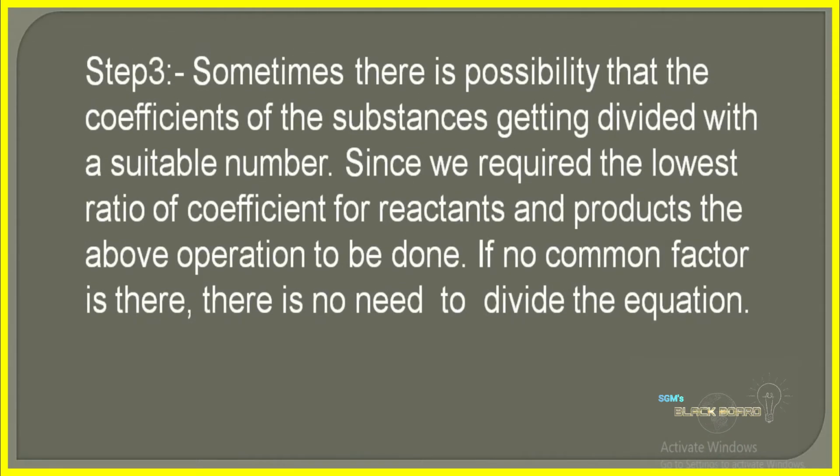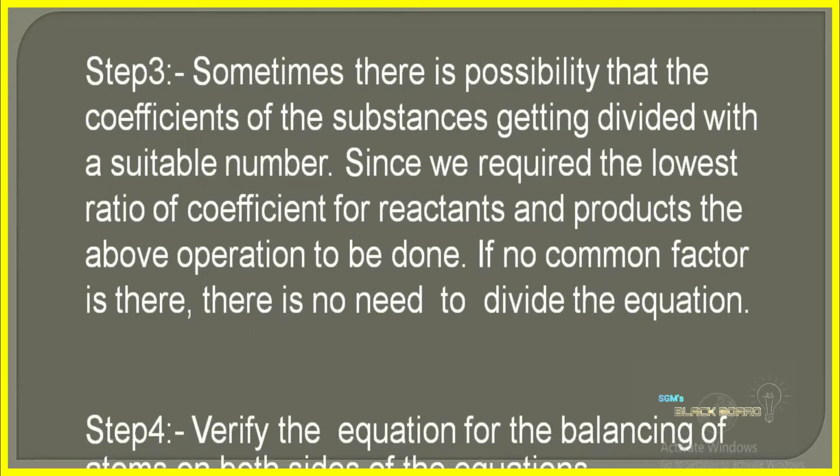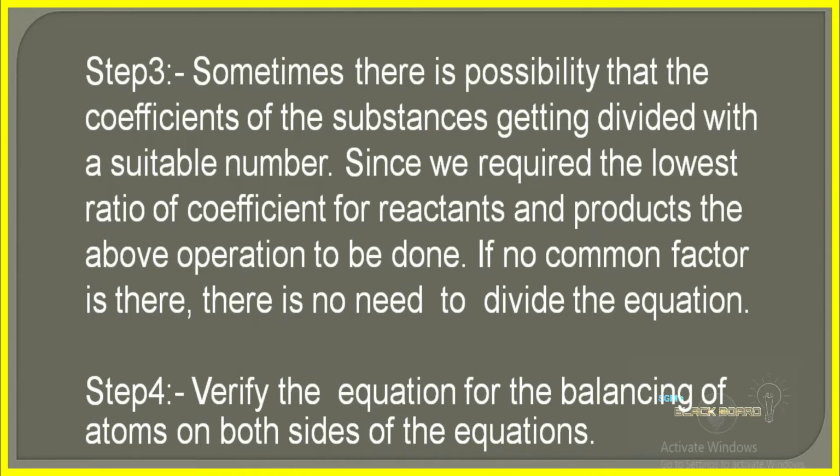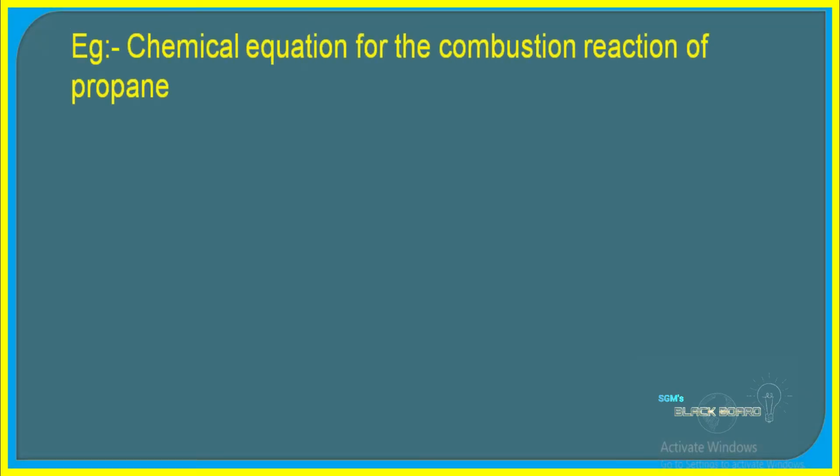Step 3. Sometimes the coefficients of the substances can be divided by a suitable number, since we require the lowest ratio of coefficients for reactants and products. If there is no common factor, there is no need to divide the equation. Step 4. Verify the equation for the balancing of atoms on both sides of the equation. So these are the steps to be followed to balance any chemical equation. Now let us see examples.